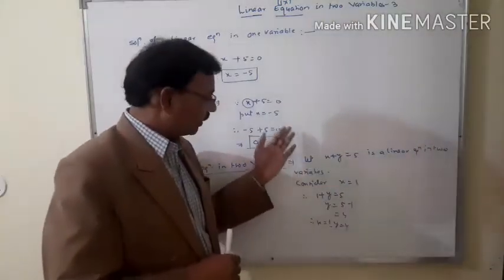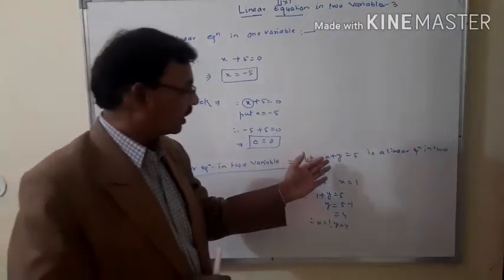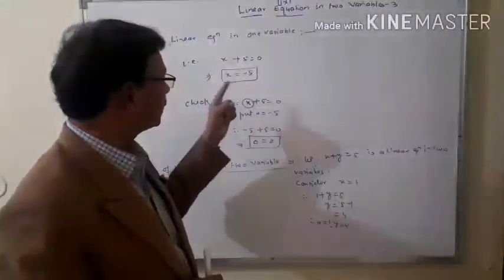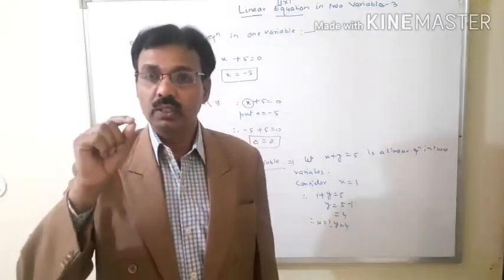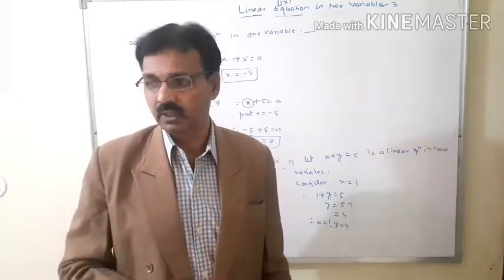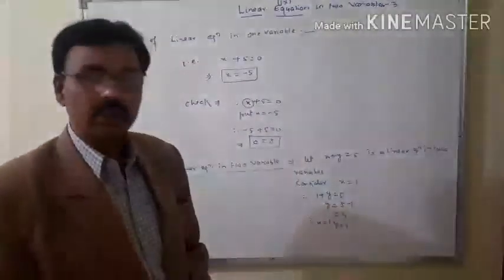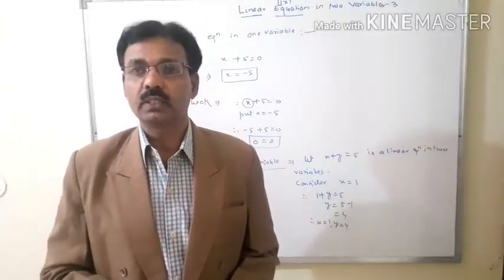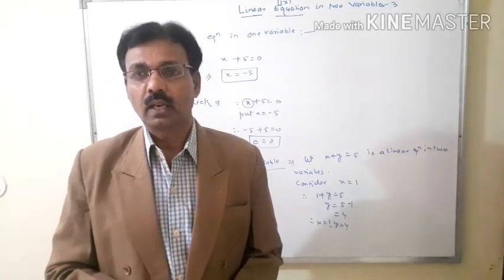Now here we can find an infinite number of solutions of a linear equation in two variables. But for a linear equation in one variable, we find one and only one solution. Now in the next video, we will discuss how to draw the graph of a linear equation in one variable and in two variables.